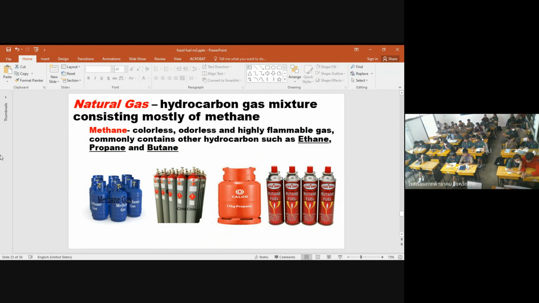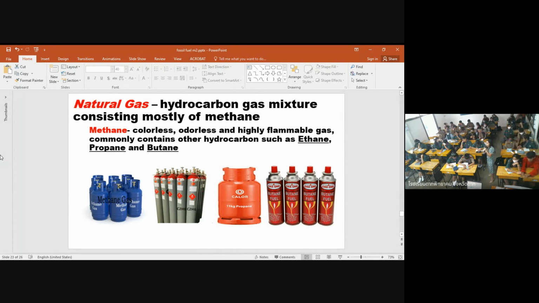Again, when we say odorless, it has no smell. And when we say colorless, it means they don't have color. So it is a colorless, odorless, highly flammable gas. It commonly contains other hydrocarbons such as your ethane, propane, and butane.